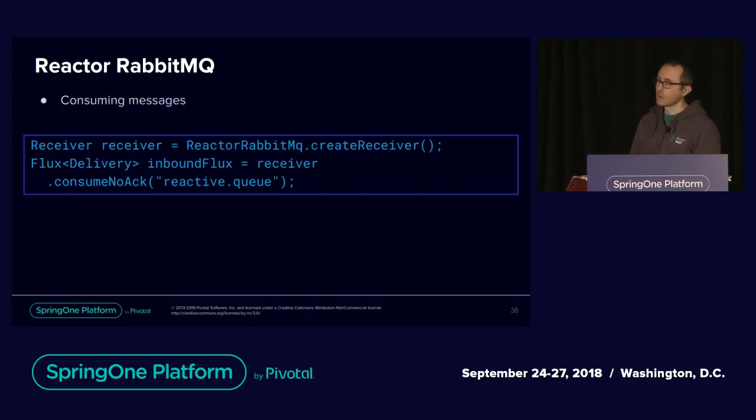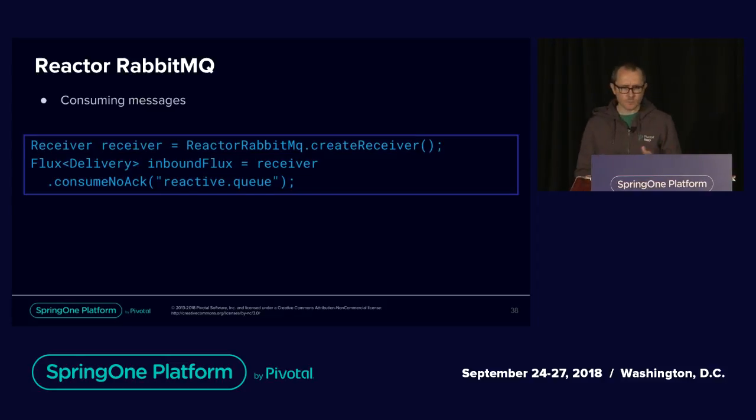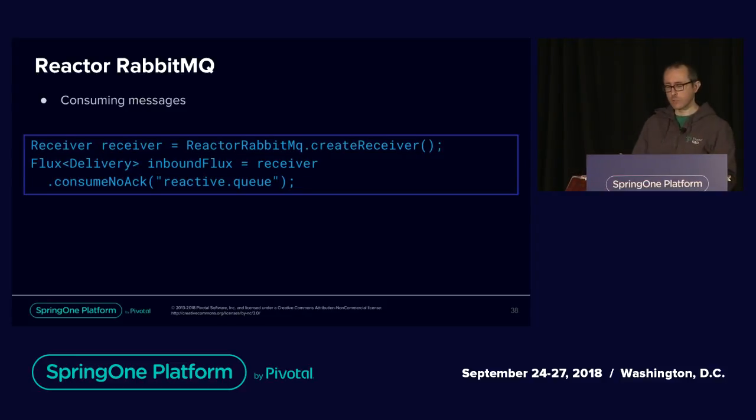Regarding consumption, nothing fancy. We create a consumer, a receiver object, and then we can consume from a queue, and we get a flux of messages. So it can be infinite. It will typically be infinite.